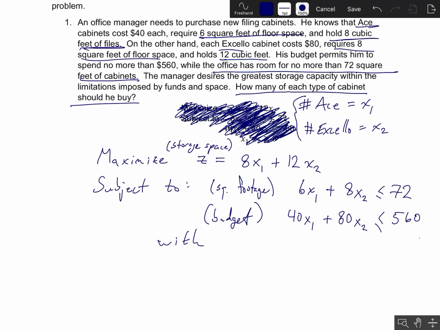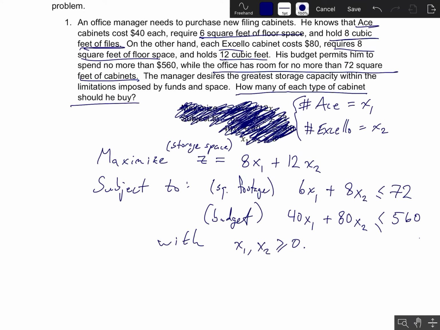constraint in all linear programming problems. We're always going to assume that x1 and x2 have to be bigger than or equal to 0 because they're supposed to be some sort of physical quantities. So in this case, they're the number of cabinets. I can't buy a negative number of cabinets. So of course we have this constraint. So now we've set up the linear program.